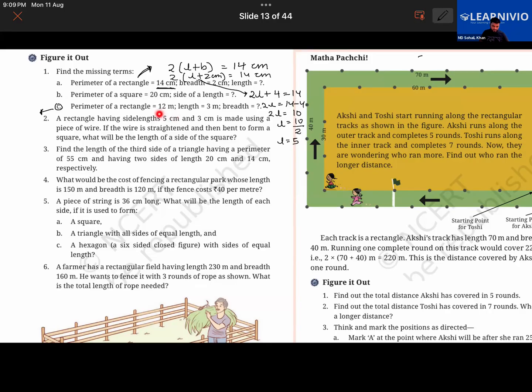Have you written question number C? No, sir, not yet. Write it fast. Look, in the second question which has been given to you, the question is: what is the cost of tiling a rectangular plot? The length is 500 meters and the breadth is 200 meters. Tile has to be laid over this rectangular plot.